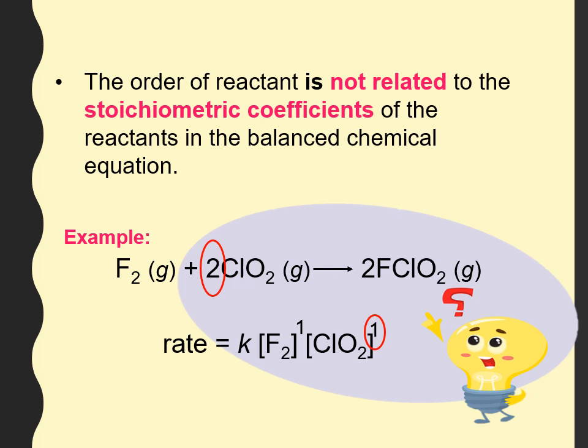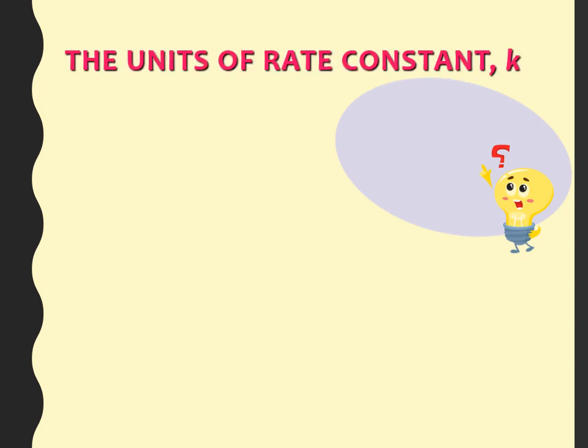So notice that ClO2 here is having y equals to 1. The order of reaction is first order, and it is different from the stoichiometric coefficient over here. So the order of reaction is not related to the stoichiometric coefficients of the reactants in the balanced chemical equation. Okay, now let's look at the units of rate constant k.